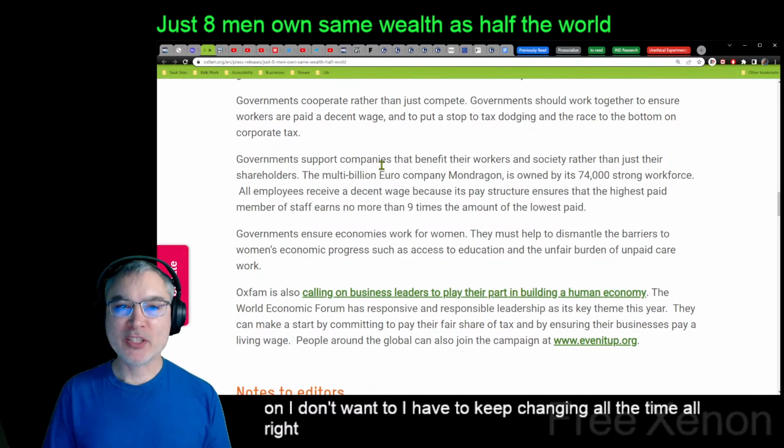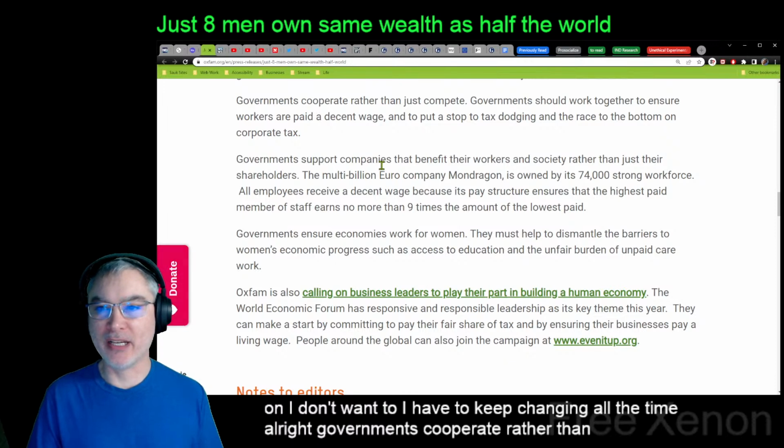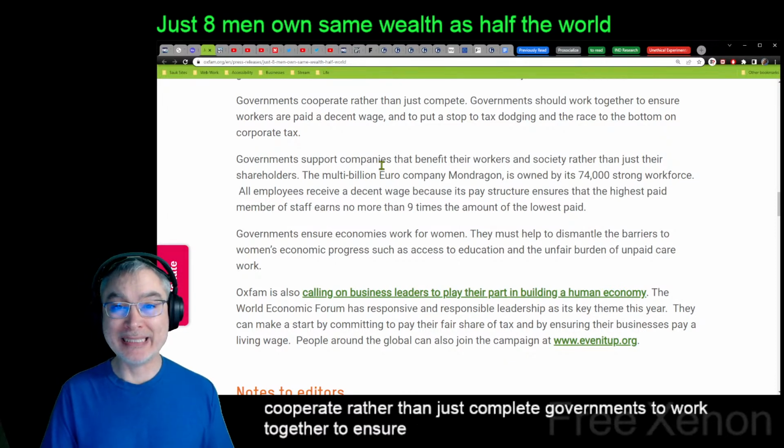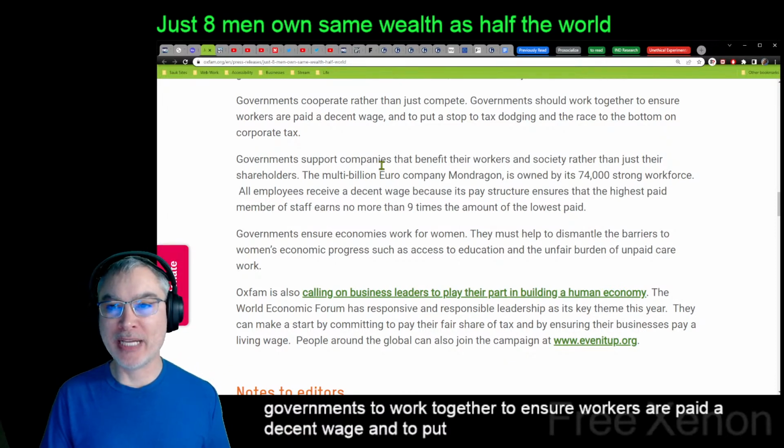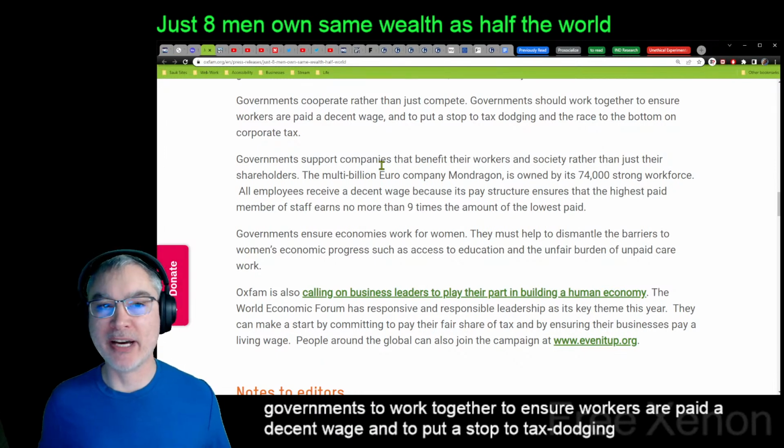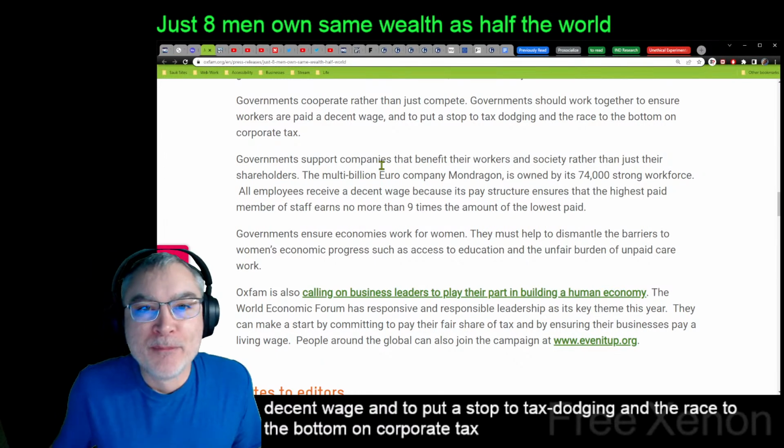Governments cooperate rather than just compete. Governments should work together to ensure workers are paid a decent wage and to put a stop to tax dodging and the race to the bottom on corporate tax.